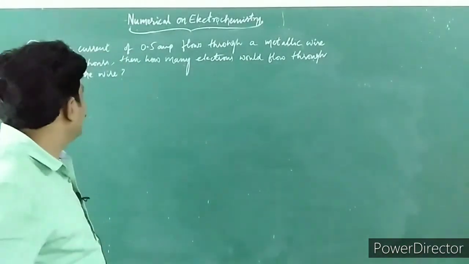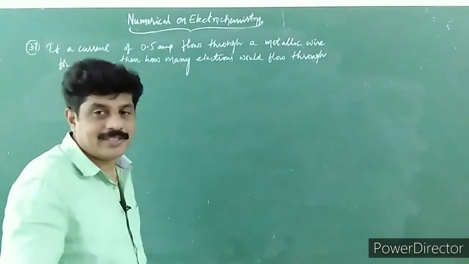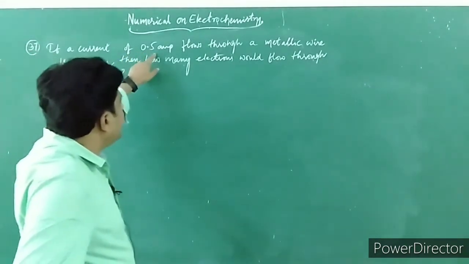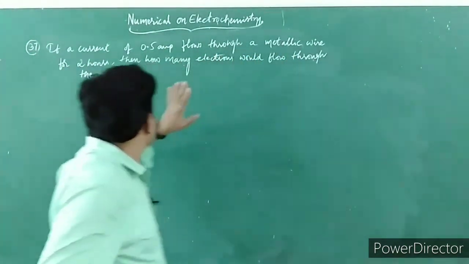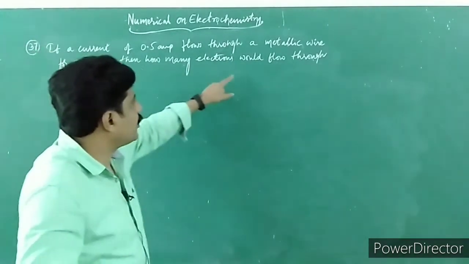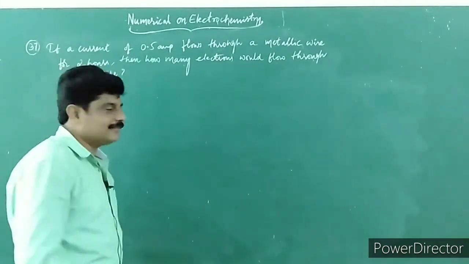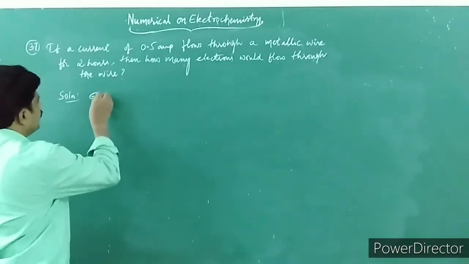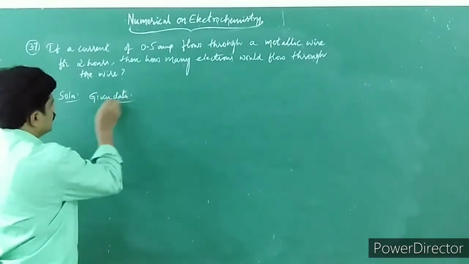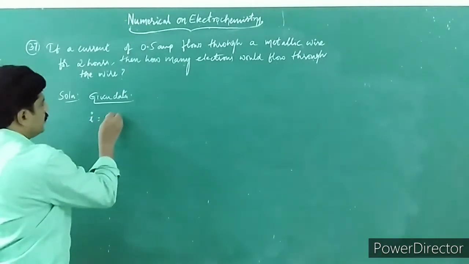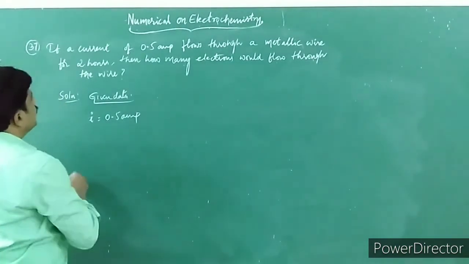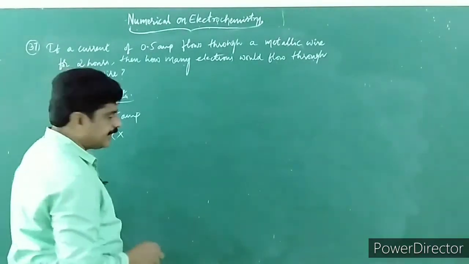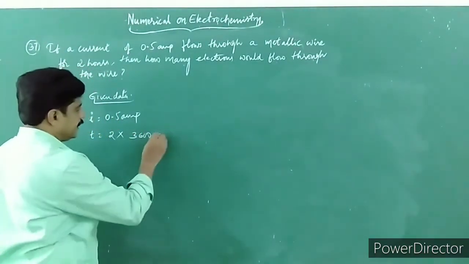Children, let me take up one of the questions which was asked in the 2018 examination as a choice question. If a current of 0.5 amperes flows through a metallic wire for 2 hours, then how many electrons would flow through the wire? Children, let me solve this numerical. So what are the data given here? I is equal to 0.5 amperes, right? And t is given as 2 hours, you need to convert that into seconds, so I'll put 3600 seconds, right?